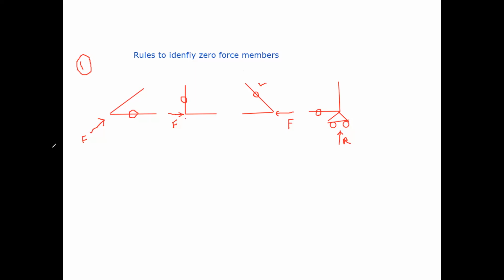Okay. Now we'll go to the second rule. You can draw this diagram simultaneously with me. Now what is the second rule? I'll again show you the second rule. If three members are connected at a joint, suppose here we have a joint where three members are connected like this. Okay. Three members are connected.